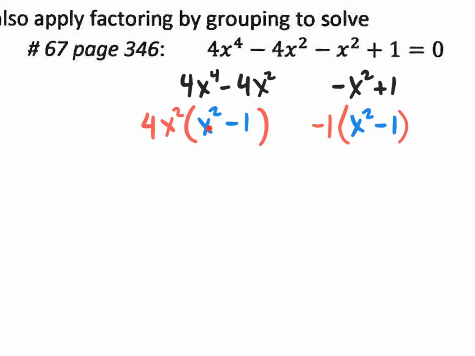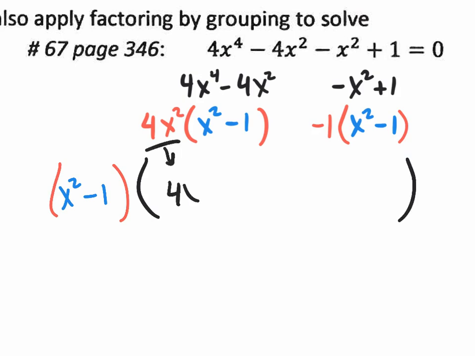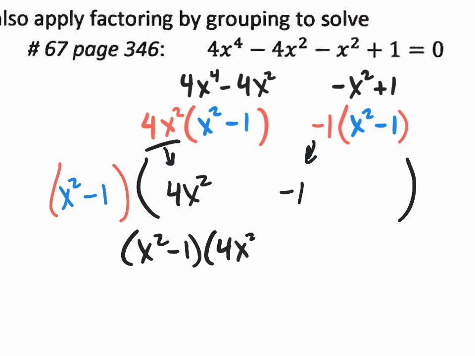So as you can see, this is a common binomial in the first group, common binomial in the second group. We're going to take this common binomial, pull them out of both groups and put it out here in the front. So we have that x squared minus 1, that common binomial out in the front, some exaggerated parentheses, and what do we have left over in here? We have a 4x squared and a minus 1. So what we have so far, guys, is x squared minus 1 times 4x squared minus 1.